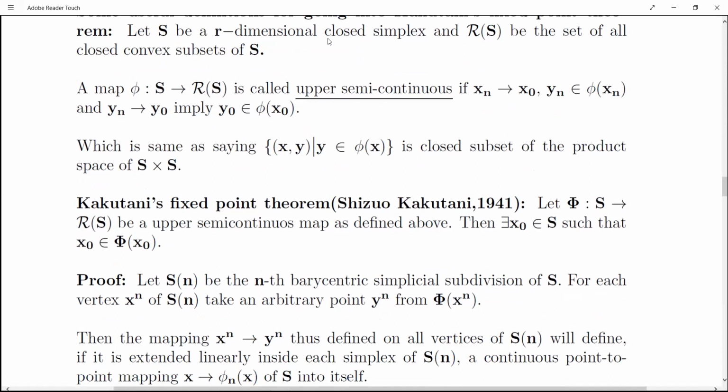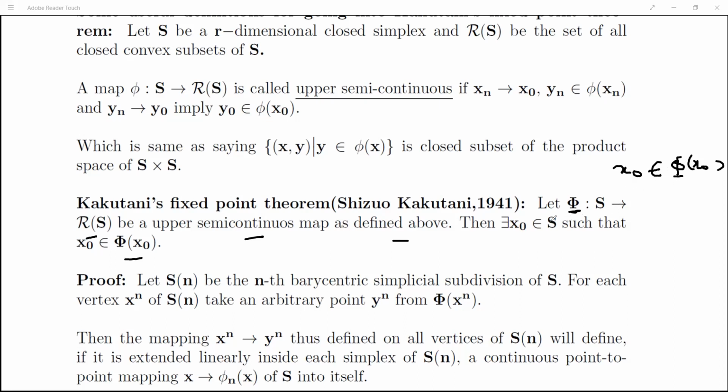In 1941, Kakutani came up with this theorem. What he says is that, suppose you have an upper semi-continuous map, say capital phi, from S to Rs, then this map has a fixed point. By fixed point, I mean that there exists an x0 in S such that x0 belongs to phi of x0. That is what I mean by a fixed point for a point-to-set mapping: you have to find x0 so that x0 belongs to phi of x0 itself.